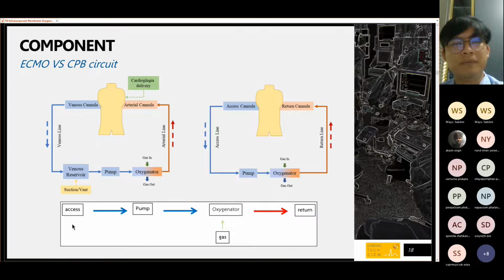Some textbooks use the term access cannula to mean only the venous cannula, and some textbooks or articles call the return cannula the arterial cannula or infusion cannula. It depends, but I just use the terms access and return. It makes more sense for you.